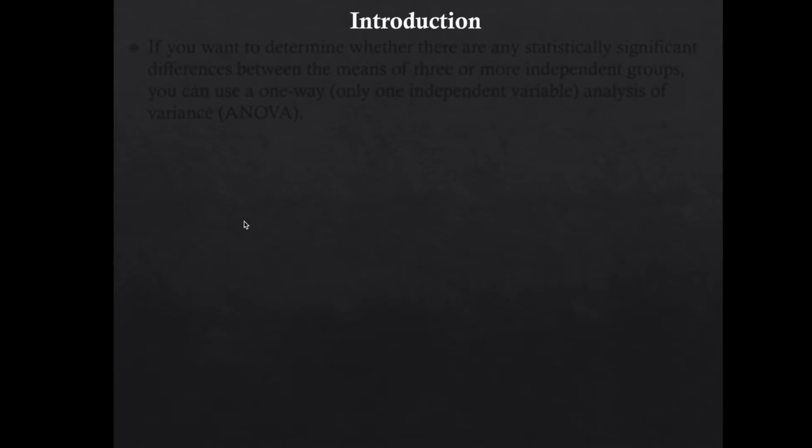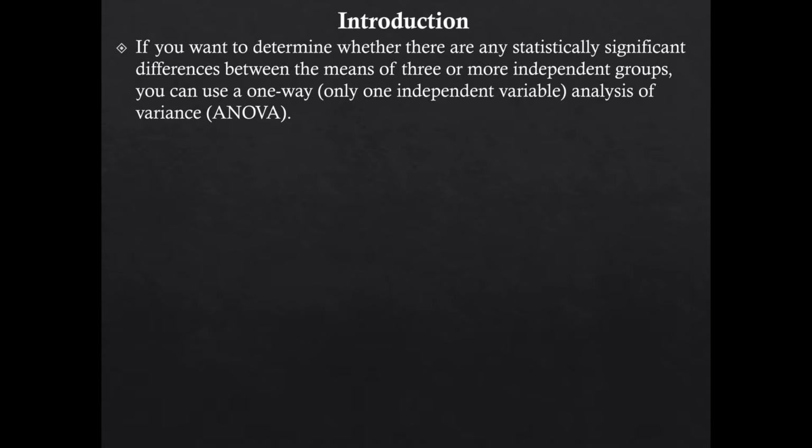An ANOVA, very simply, is a way to see if there are any statistically significant differences between the means, or the averages, of three or more independent groups. This way you can use a one-way, which means only one independent variable, analysis of variance, or ANOVA. ANOVA is short for analysis of variance.